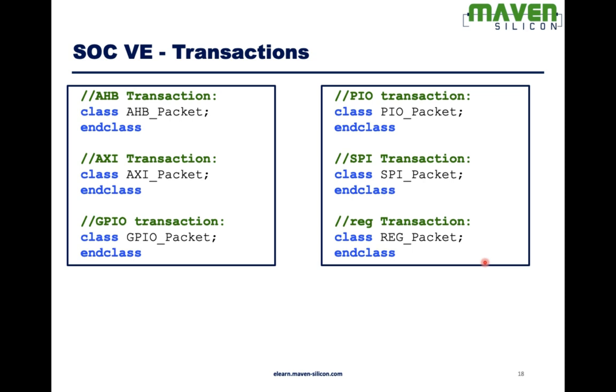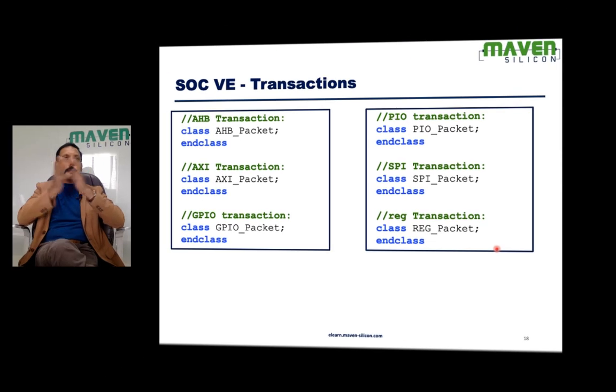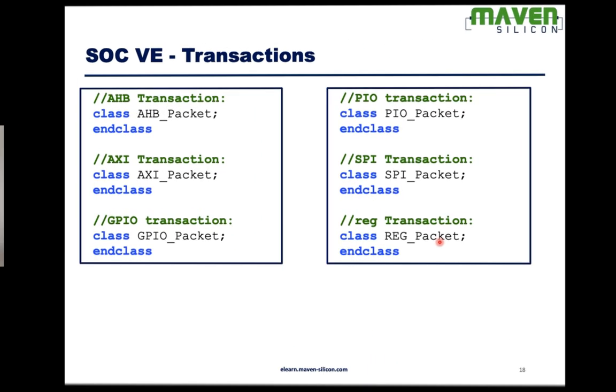All right. Now let's go back to transaction. We discussed transaction. A transaction is nothing but a packet. You think of this SoC. It has got multiple interfaces. So we need to create multiple packets. Based on the packet definition only, the generator is going to generate transactions or packets. So we need to define AHB packet, AXI packet, GPIO packet, PIO packet, SPI packet, and a register configuration packet. Before running simulation, we need to configure the DUT. So obviously we need to define a separate packet called reg packet. I will explain it a little later.